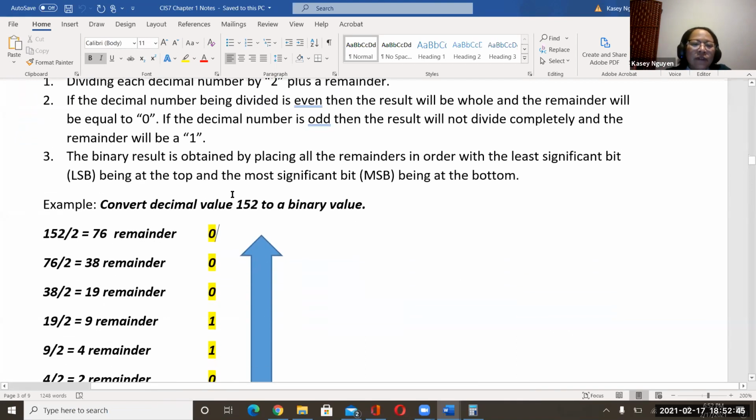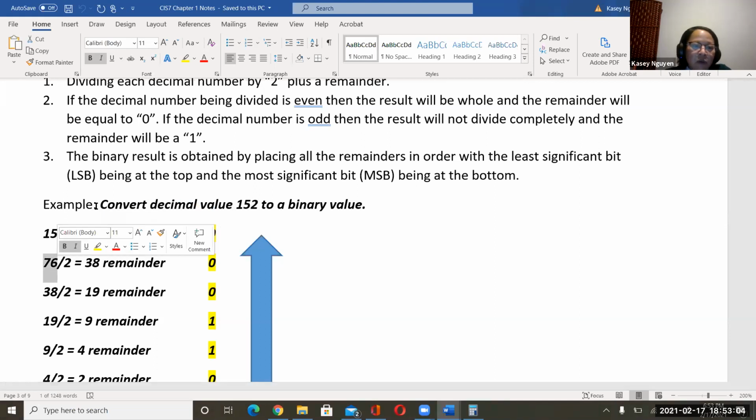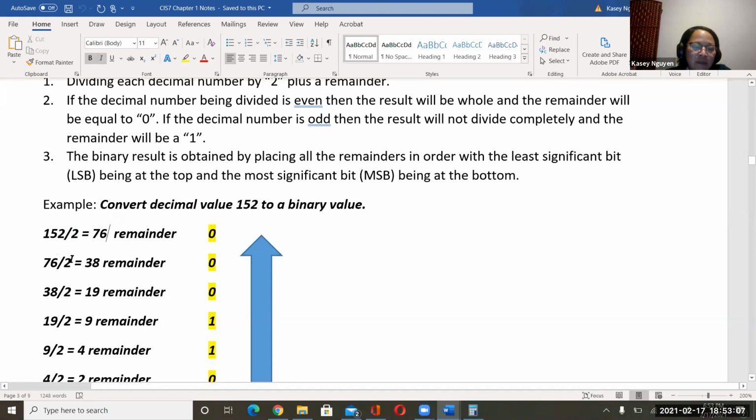So we're going to start with 152 as our example. We're going to take 152 and divide it by 2. Since it's an even number, it divides evenly. It gives you 76 as a quotient. We put a 0. Then you take the 76 from the previous one and divide it by 2 again, you get 38 as a quotient. Again, it's an even number, so 0. Take 38 divided by 2, you get 19 as a quotient. Again, 38 is an even number, so it's a 0.